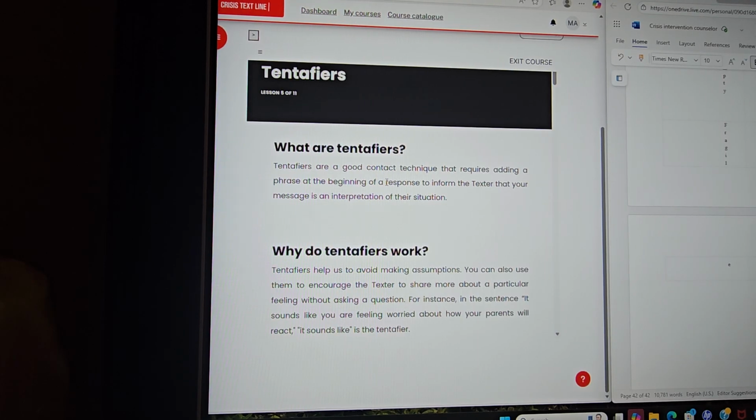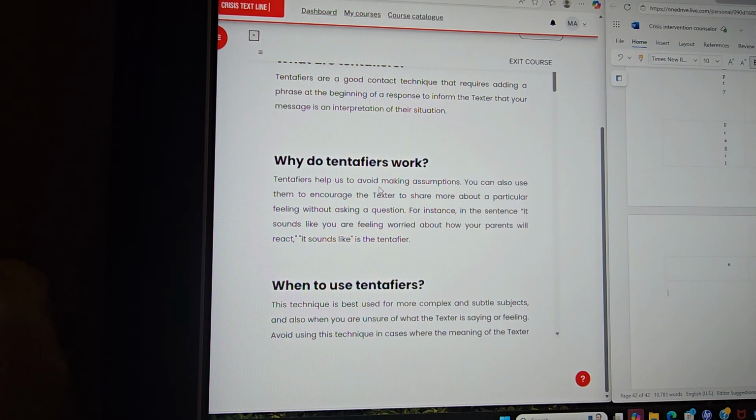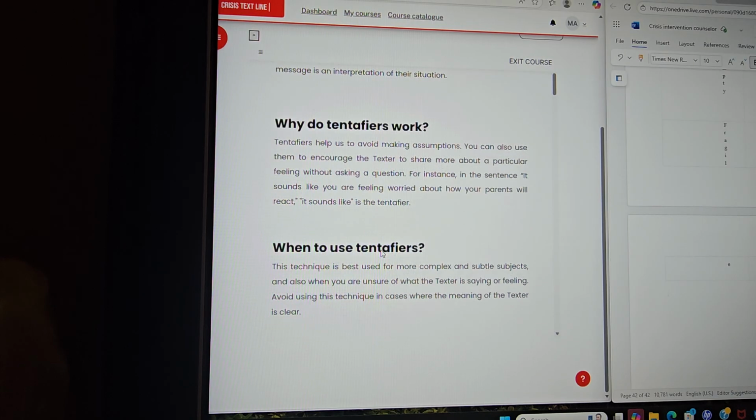What are tentatifiers? Tentatifiers are a good contact technique that requires adding a phrase at the beginning of a response to inform the texter that your message is an interpretation of the situation. Why do tentatifiers work? Tentatifiers help us avoid making assumptions. You could also use them to encourage the texter to share more about a particular feeling without asking a question. For instance, in the sentence, it sounds like you are feeling worried about how your parents will react, it sounds like is a tentatifier.